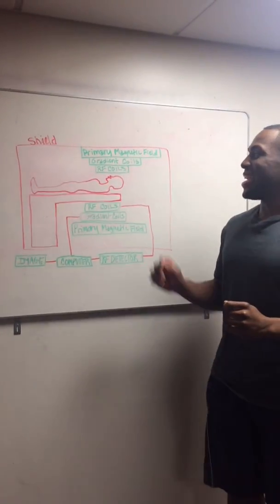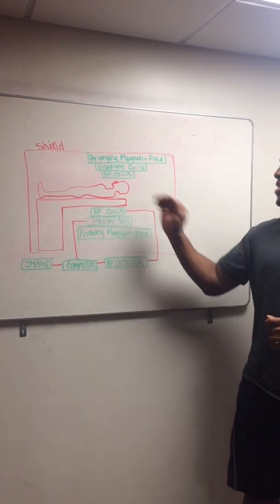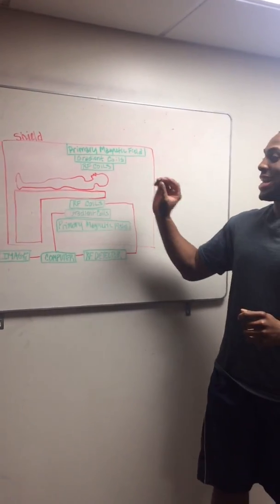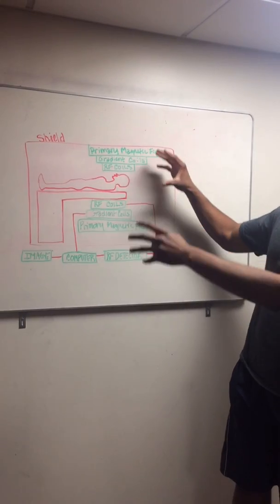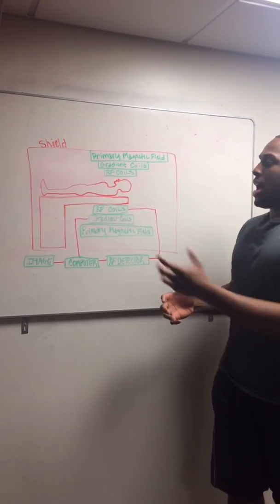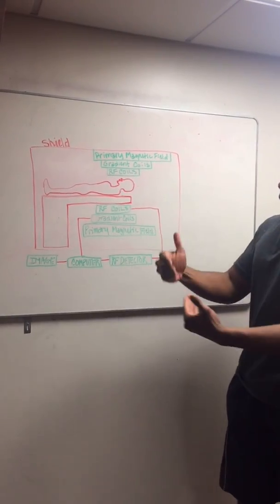Okay, so here is an illustration of the MRI. As you can see right here is a human that is encapsulated within the MRI shield. Usually it looks like a white donut. This is just a primary illustration of it.